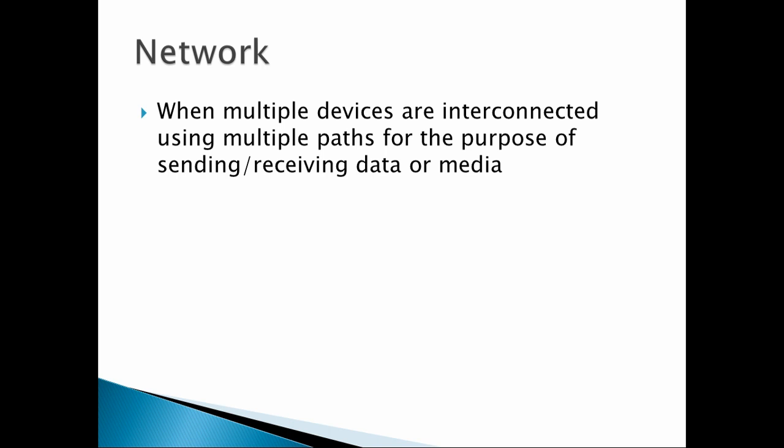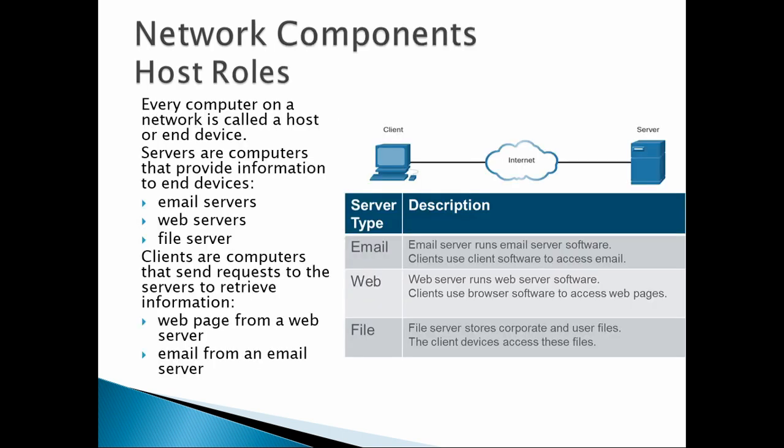Let's get started. First, I'm going to tell you about what is network. A network has multiple devices interconnected using multiple paths for the purpose of sending and receiving data. So in a network, there are multiple computers. They are connected with each other and they try to communicate with each other. That is a network. Now we are going to talk about network components.